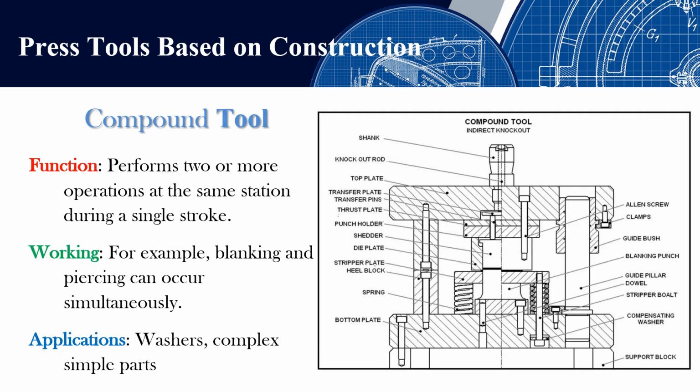Compound tool. Function: performs two or more operations at the same station during a single stroke. Working: for example, blanking and piercing can occur simultaneously. Applications: washers, complex simple parts.